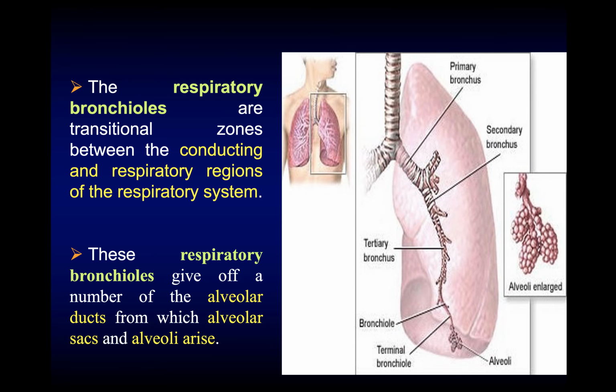As I said, the respiratory bronchioles are the transitional zone between the conducting and the respiratory region, because in this respiratory portion there is some gas exchange, and also conducting portion. Whereas in the area of the primary and terminal bronchioles, this portion is considered as terminal bronchioles. Terminal bronchioles are considered part of the conducting portion.